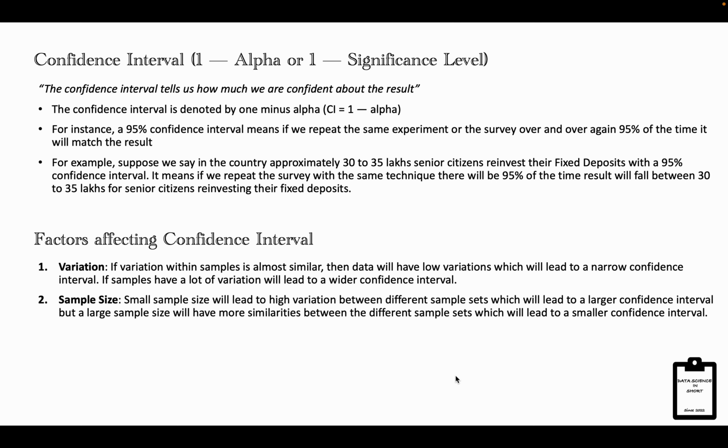Sample size. A small sample size will lead to high variation between different sample sets, which will lead to a larger confidence interval. But a larger sample size will have more similarities between different sample sets, which will lead to a smaller confidence interval.